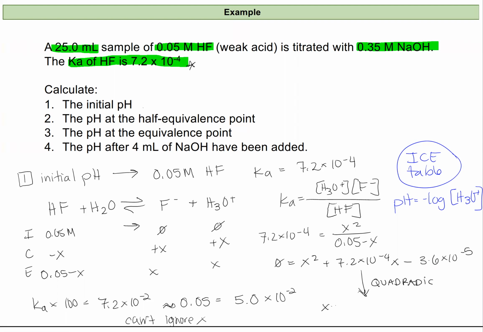And I get that x is going to equal either 0.00565 or negative 0.00637. I'm going to go with x equals 0.00565. And that is also going to be equal to my H3O plus concentration, because that H3O plus concentration is just going to be equal to X at equilibrium. So this is going to be 0.